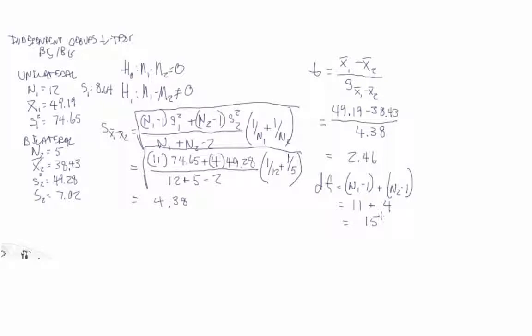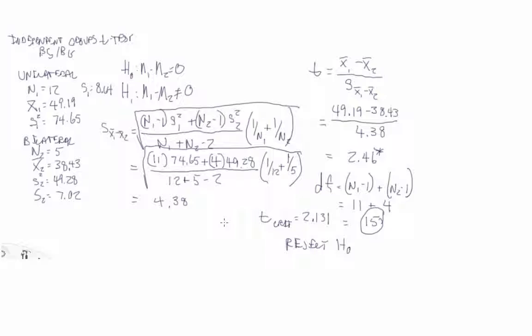From this number, we're able to get our critical value of t, and so we can get our t critical, which we look up, or I would provide for you. It's equal to 2.131. And what we see is that our t obtained is greater than our t critical, and so therefore we are able to reject the null hypothesis that there is no difference between people with unilateral and bilateral brain damage.